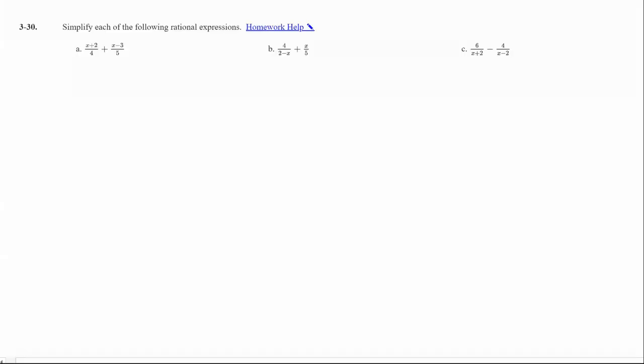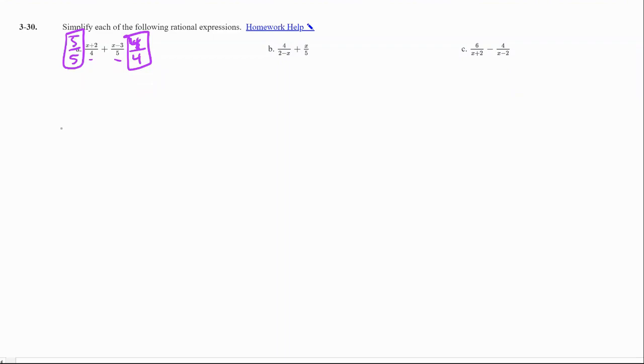Here we're asked to simplify each of the following rational expressions. To do this, we are going to be adding fractions, meaning we need a common denominator. So when we're going through this, the first one here, when I am trying to get a common denominator, I'm going to multiply the right side here by 4 over 4. Right, we're multiplying this right side by a giant 1 and the left side by 5 over 5, which we're multiplying by a giant 1.